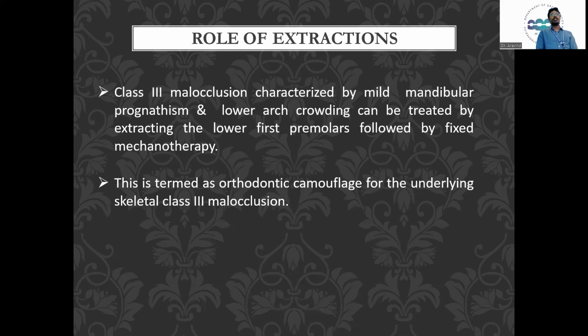So how does extraction help in correcting class 3 malocclusion? When the class 3 malocclusion is characterized by mild mandibular prognathism, lower arch crowding can be treated by extracting the lower first premolars, followed by fixed mechanotherapy. As I said before, this is also termed orthodontic camouflage for an underlying skeletal class 3 malocclusion.